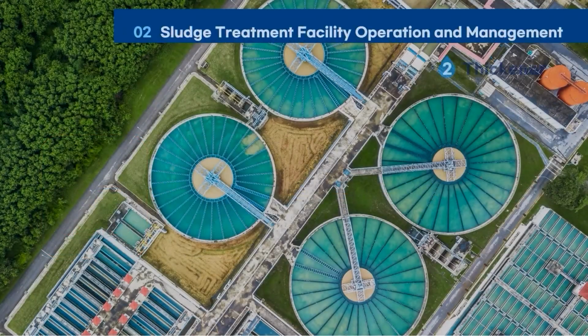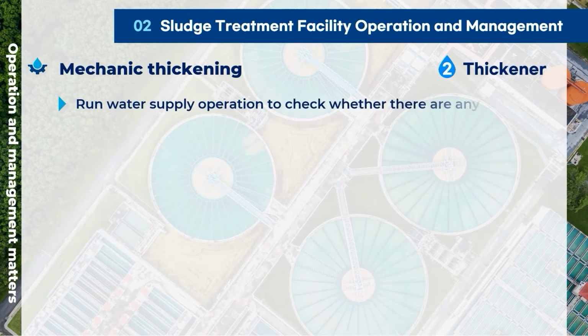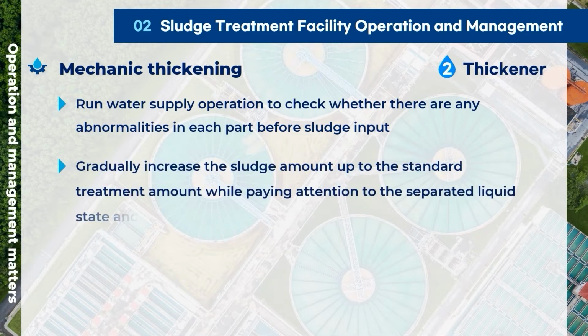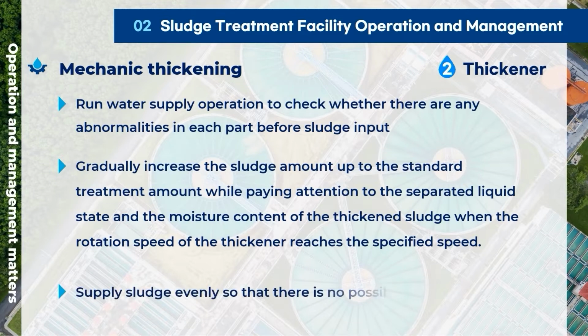Next, in mechanical concentration, before sludge injection, water supply operation should be carried out to see whether there are any malfunctions. When the rotation speed of the concentration basin reaches the standard speed, attention should be paid to the water content of the concentrated sludge to make sure that the sludge amount slowly increases to the standard treatment amount. If possible, sludge supply should be even, without changes.